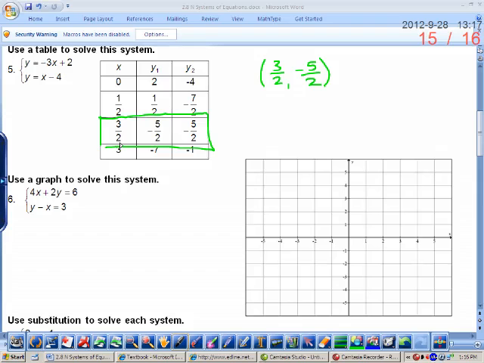All right, number 6. Use a graph to solve this system. So that means I want you to graph. Okay, so in order to graph, what do I need to do? Solve for your y equals. Solve for slope-intercept. So please quietly do that. Get both of these lines into slope-intercept form.